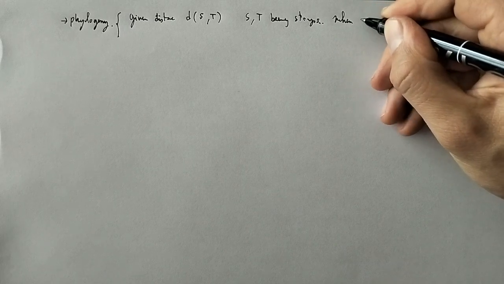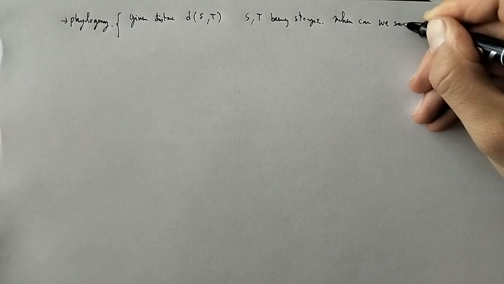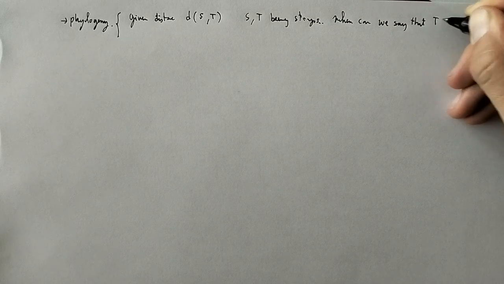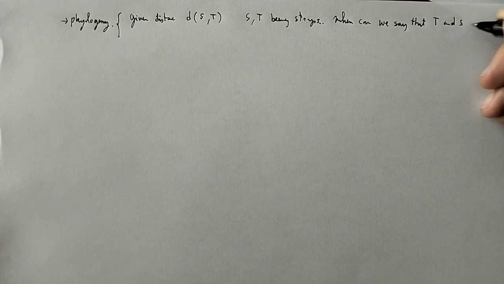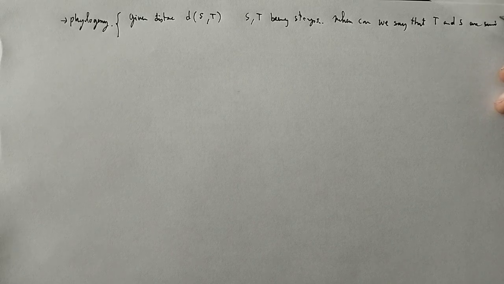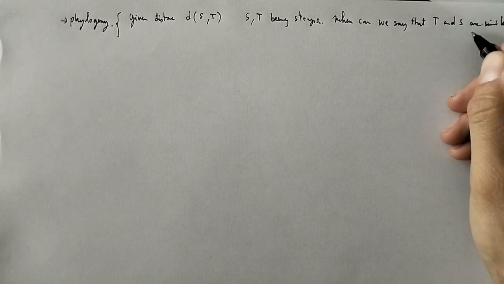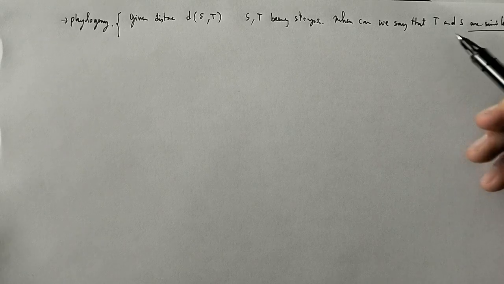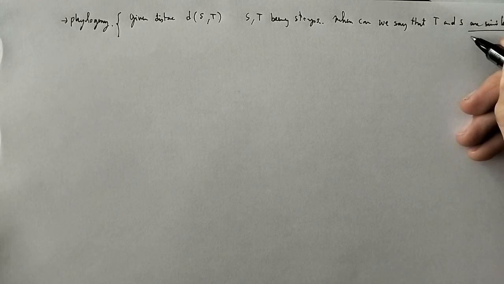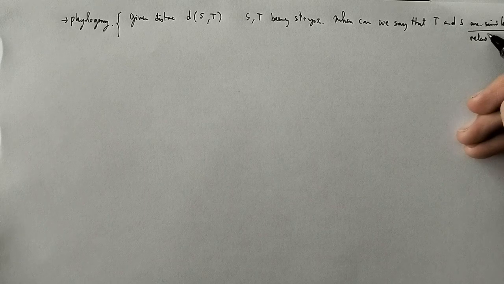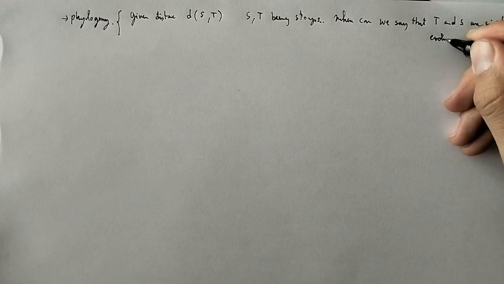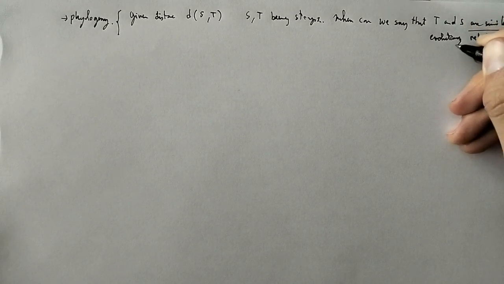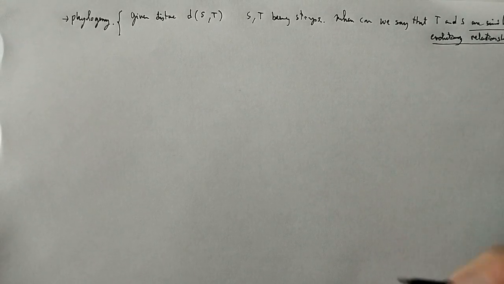When can we say that T and S are similar? So when can we say that between S and T there is some kind of relationship? And it's not any kind of relationship, but evolutionary relationship. Okay, is there a link between the two sequences?